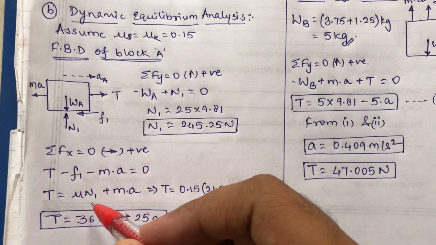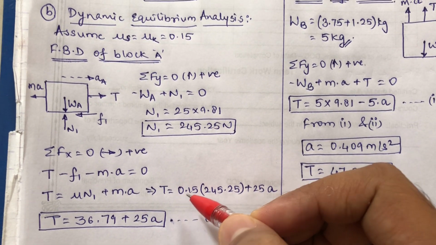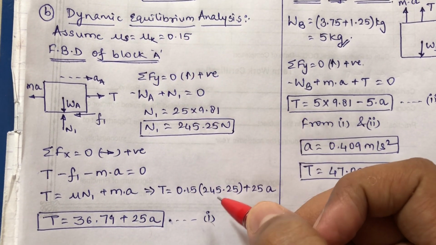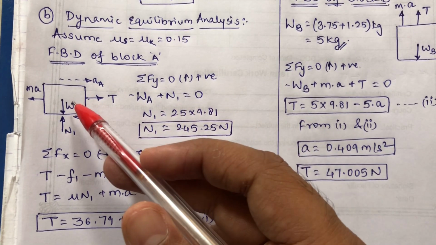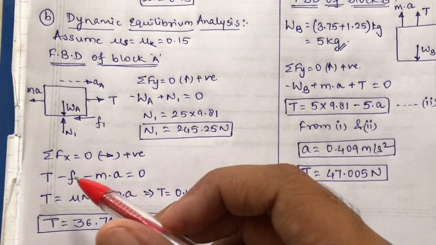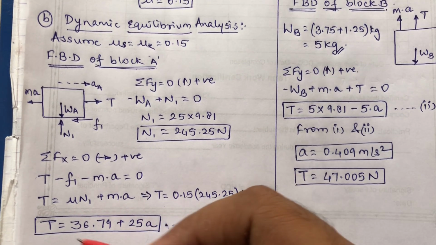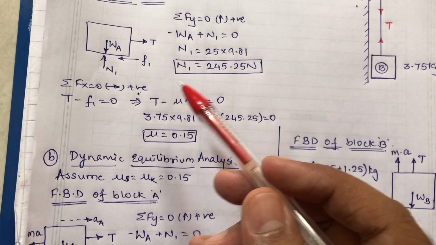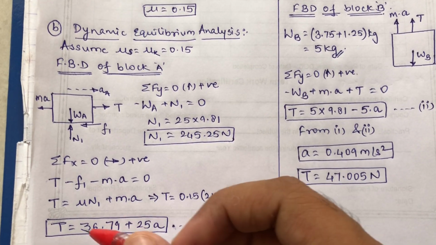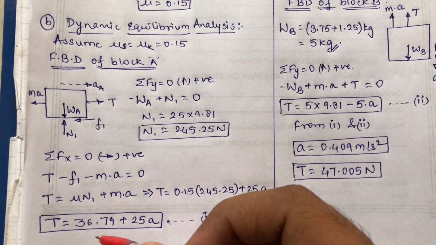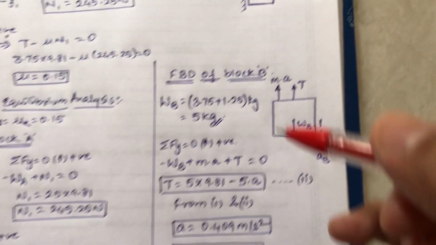T equals F1, which is mu into N1, plus MA, which goes to the right side and becomes positive. T equals mu, which is 0.15, N1 is 245.25, plus M, which is 25 kg, into A. So we got this equation for T. If you are wondering why we are not putting the T value as 3.75 into 9.81, that was for the static condition. This is for the dynamic condition. This is the equation we are getting, T in terms of A. That is equation 1.